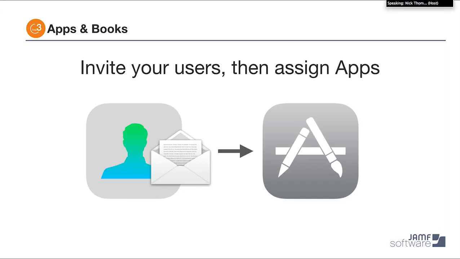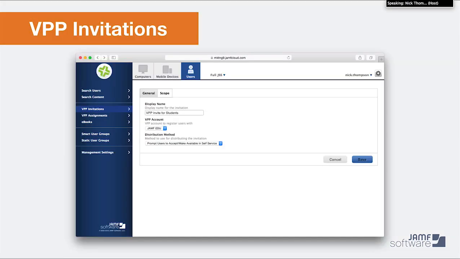Before we start assigning apps to users, we need to first invite them to participate in our VPP program. This allows us to assign apps to specific users. So let's see what that looks like. We're now back in the JSS, and at the top, we've moved to the Users tab. From there, we select VPP Invitations from the sidebar. We also need to name this VPP invitation, so we call it something like VPP Invite for Students.